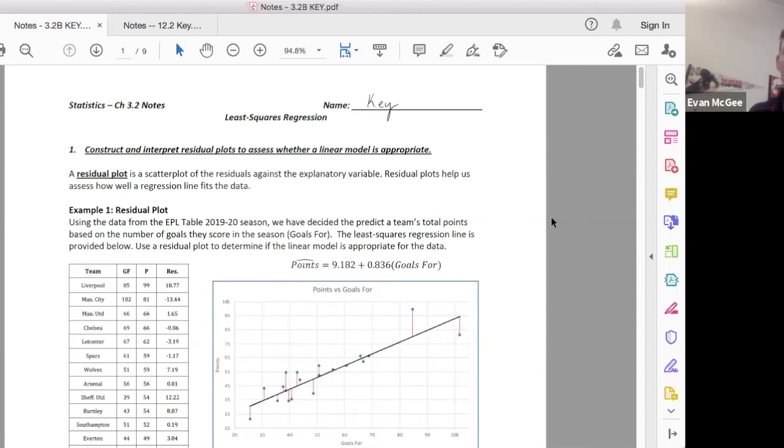So today we're going to learn the 12-2 lesson. And in order to understand the 12-2 lesson, first we need to jump back to 3-2 and refresh on a couple of things from regression.